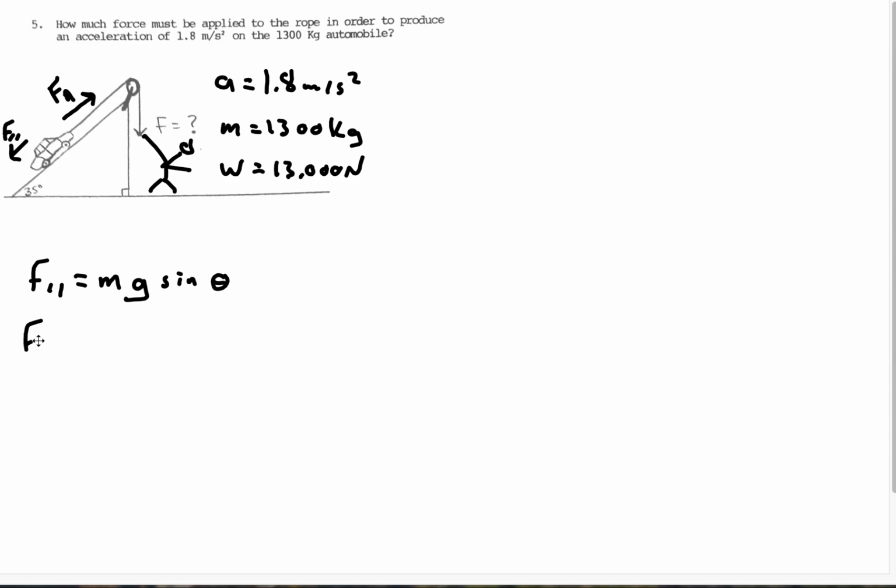So let's figure out what part of the weight is trying to make it slide down. Well, we said the weight was 13,000 because we made gravity 10, times the sine of the angle. So 13,000 times the sine of 35. Can someone tell me what that is?